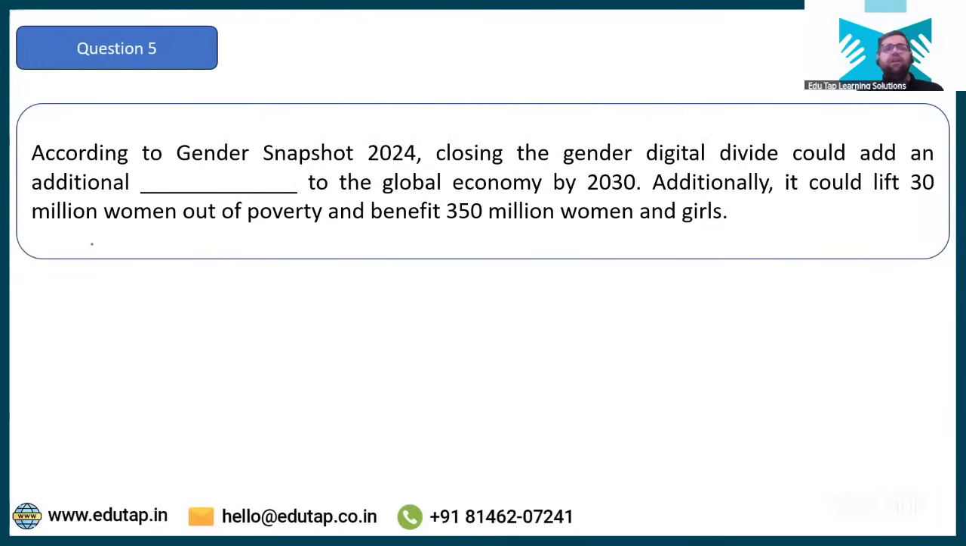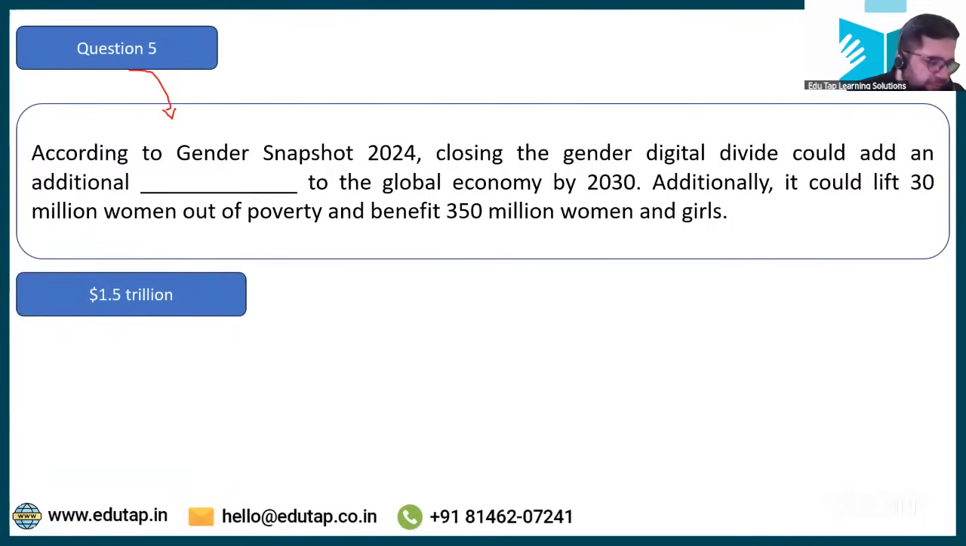Question number 5. According to the gender snapshot of 2024, closing the gender digital divide could add additional dash to the economy by 2030. Additionally, it could lift 30 million women out of poverty and benefit 350 million women and girls. So this was a statement given, and they have asked the question from gender snapshot 2024. So if you know, the correct answer will be 1.5 trillion.